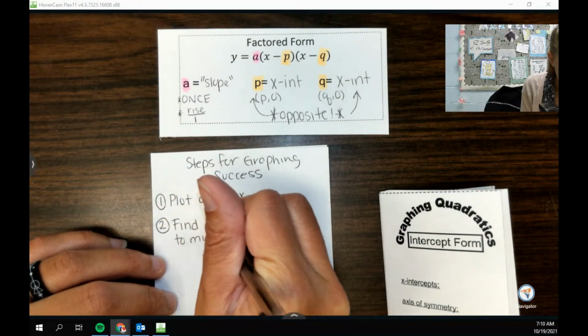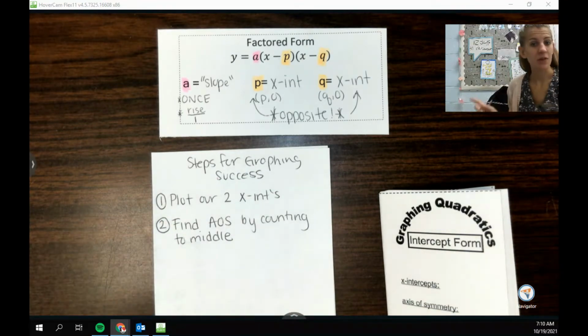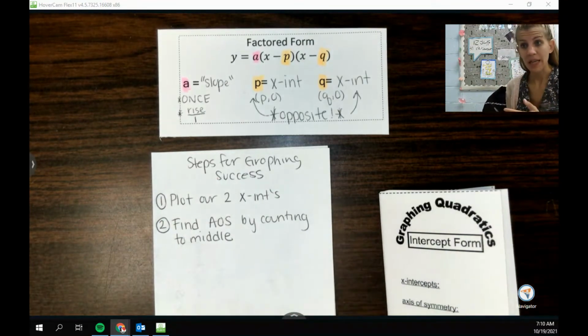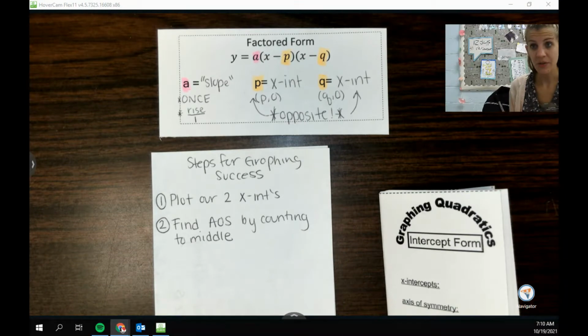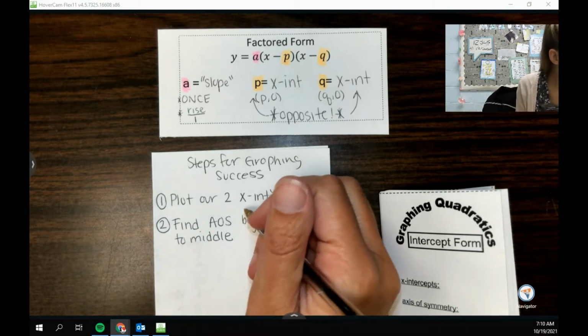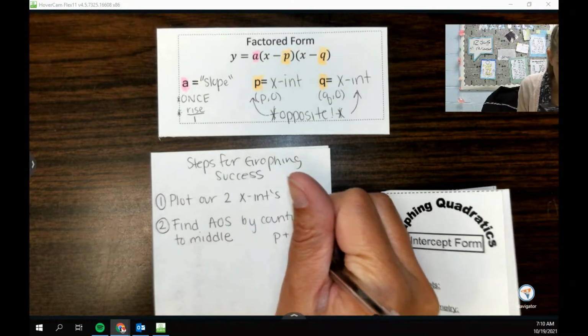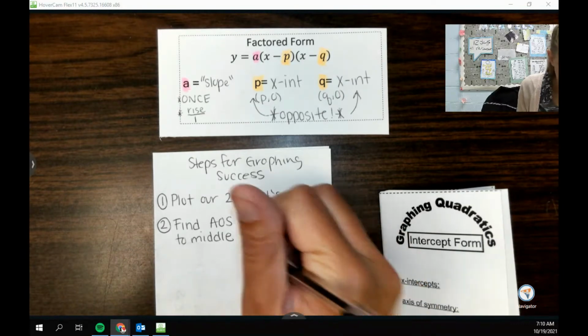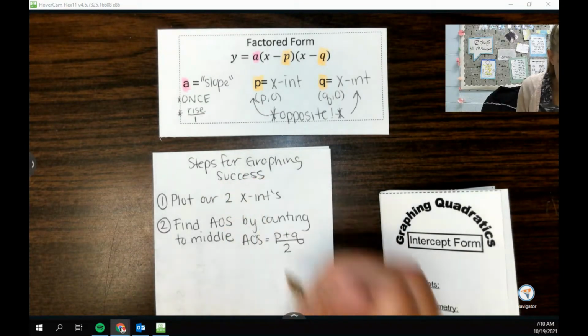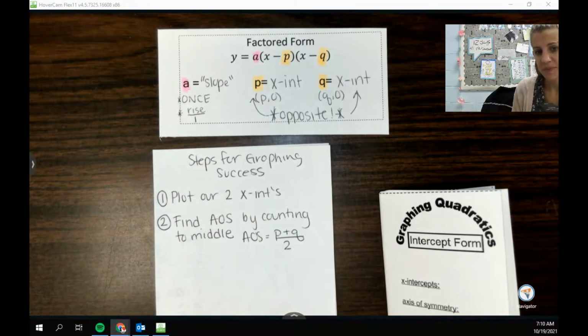Now, I know that not everybody likes to just count and find a thing. Some people really like to have a formula. There kind of is a formula for this. We take our x-intercepts, p and q, add them up, and take half. And that's how we get our axis of symmetry.